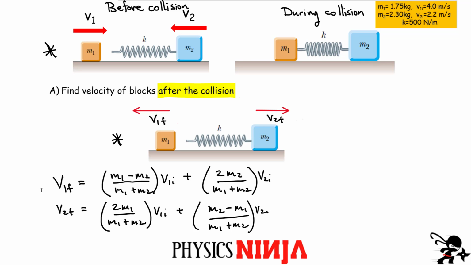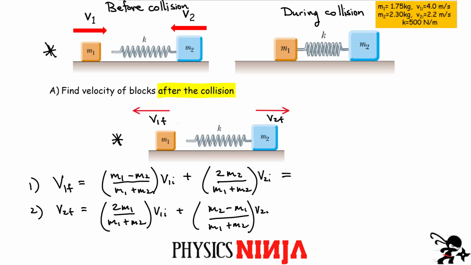All right, so here are my two solutions that I obtained from my previous video. Equation 1 is the final velocity of block M1. Equation 2 is the final velocity of block M2. All we have to do here is substitute in the masses. Now it's kind of complicated. You have to be a little bit careful that we don't make mistakes.